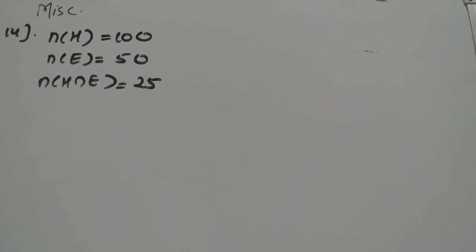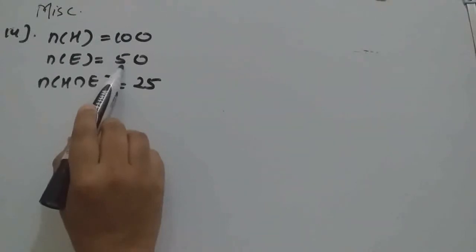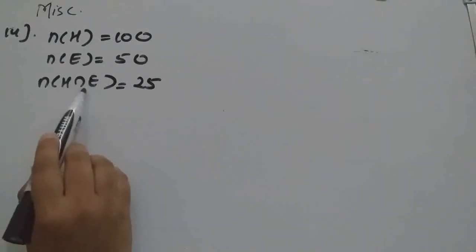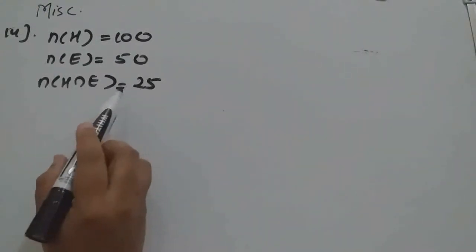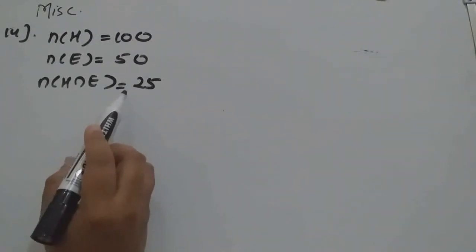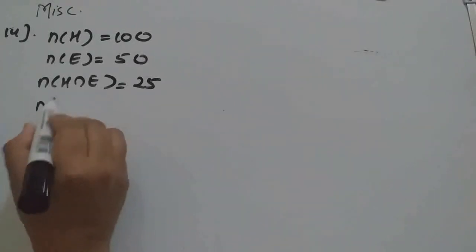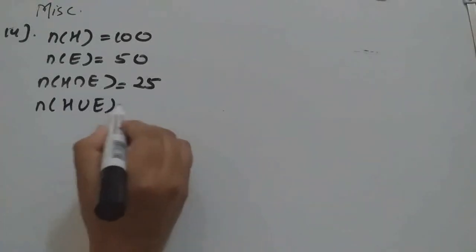In a group of students, 100 students know Hindi, 50 know English, 25 know both, means H intersection E is 25. So each of the students knows either Hindi or English. How many students are there in the group? Either Hindi or English means N of H union E we should find here.